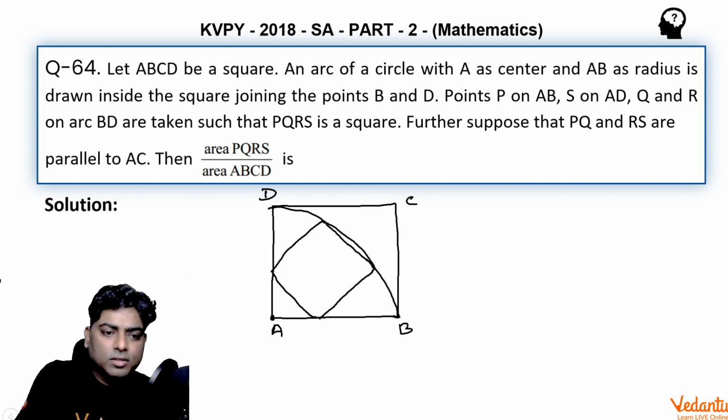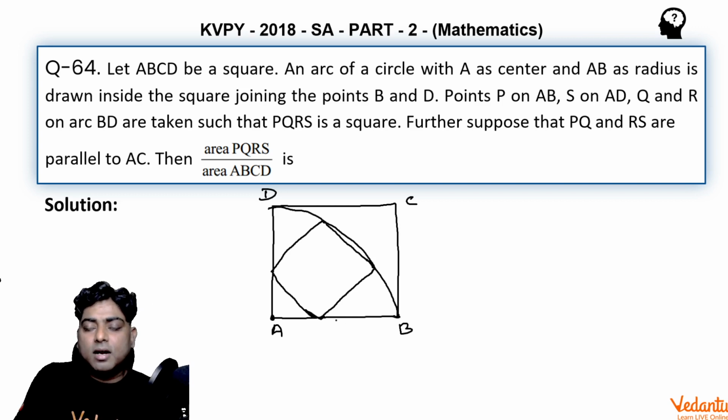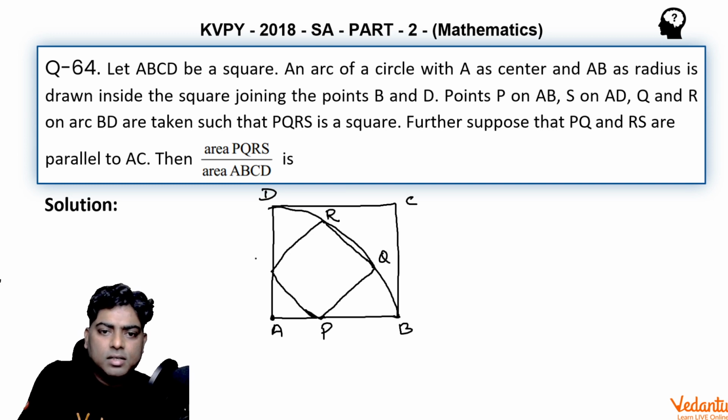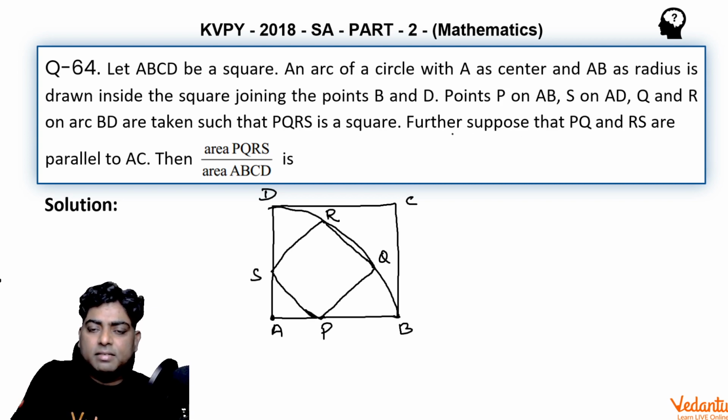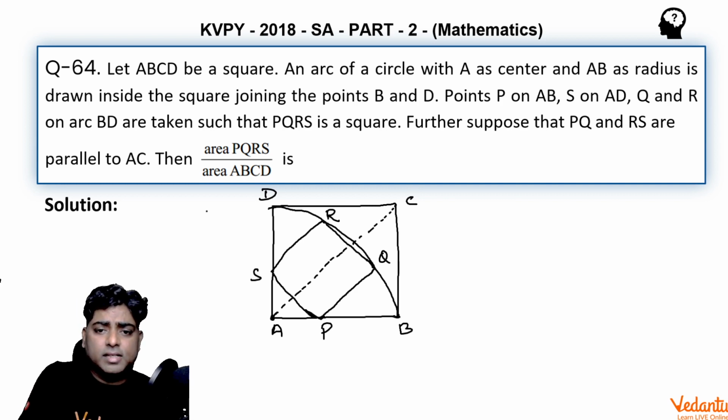So this is a square, I'm assuming, like this. Now PQRS is a square, and one more thing is given. It is very clear, however it is given, so I will use it: suppose that PQ and RS are parallel to AC. So I'm drawing AC. AC is one of the diagonals of this square ABCD. PQ is parallel to AC, and RS is parallel to AC.